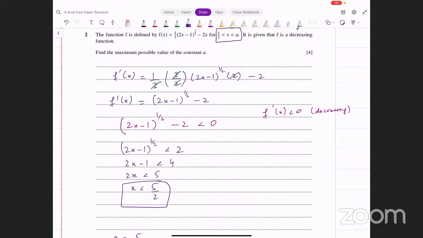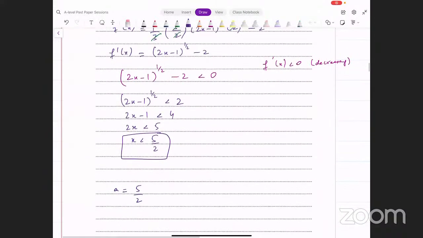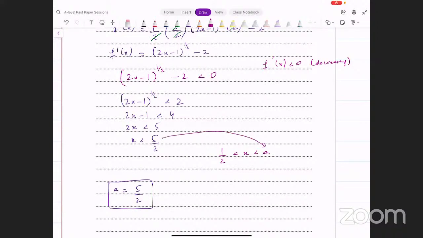अच्छा, that's question number 2. Let's move on. आपका final result क्या होगा? a is 5/2. Where is that coming from? उसने आपको बताया हुआ the domain is from 1/2 to a. हमें यहाँ से मिला x 5/2 से कम होना चाहिए for this to be a decreasing function. ये a की वैल्यू आपकी 5/2 होनी चाहिए.